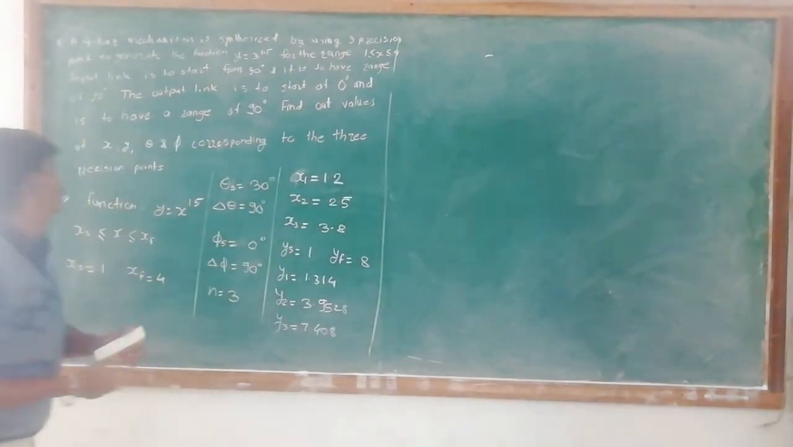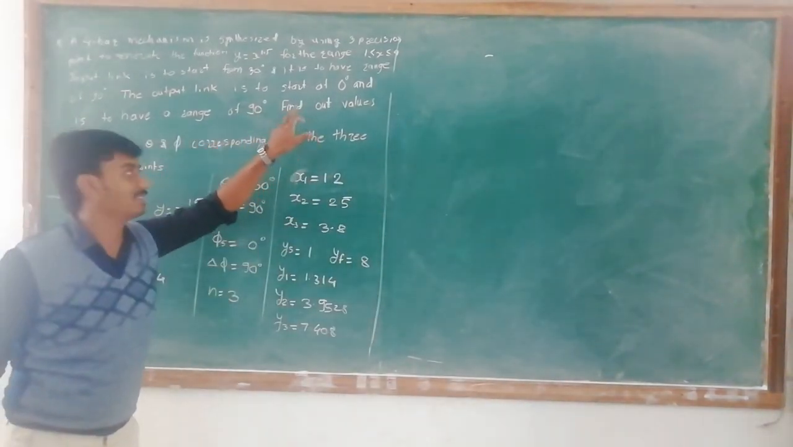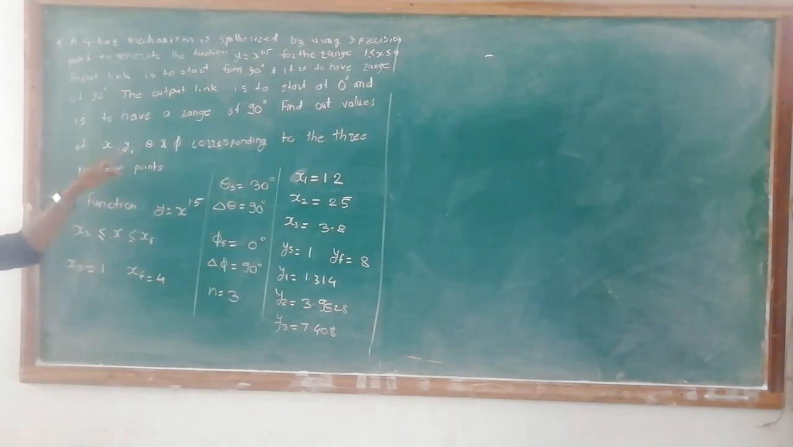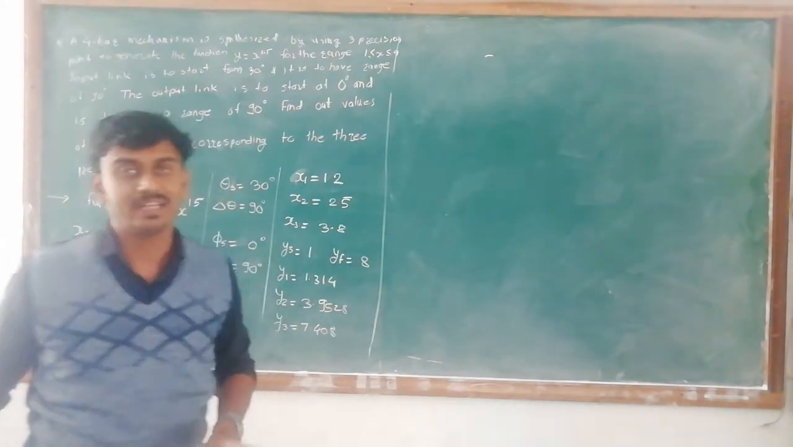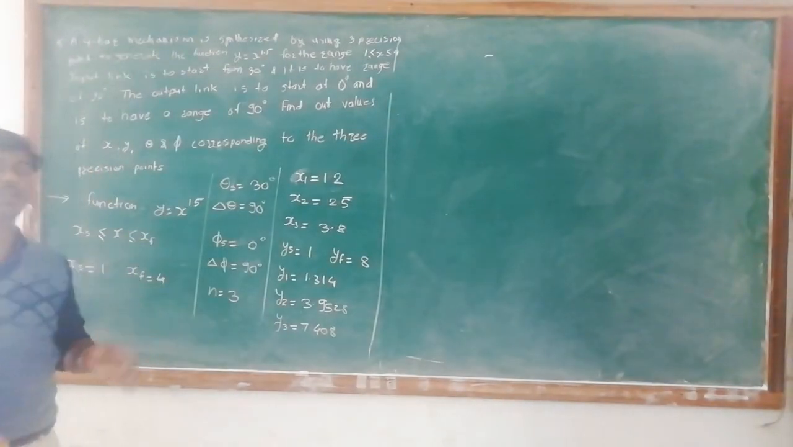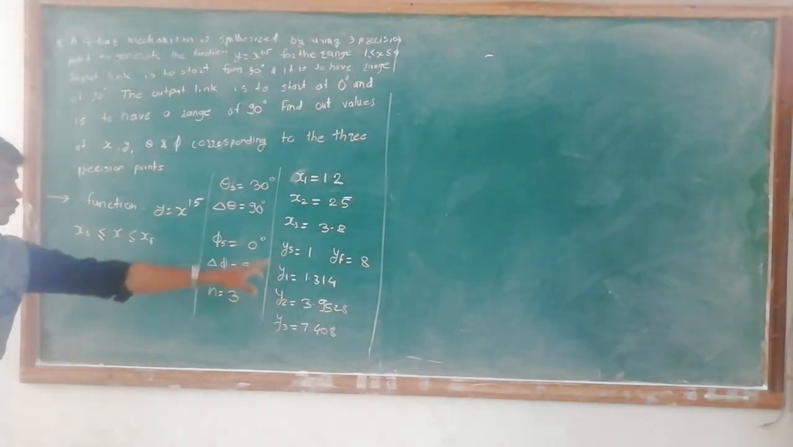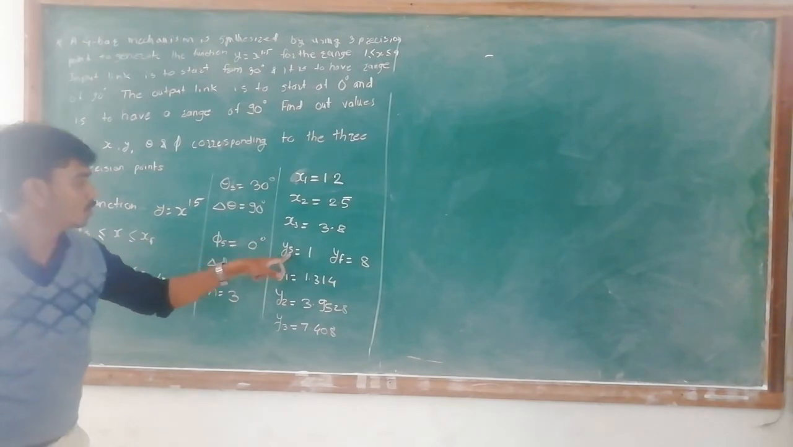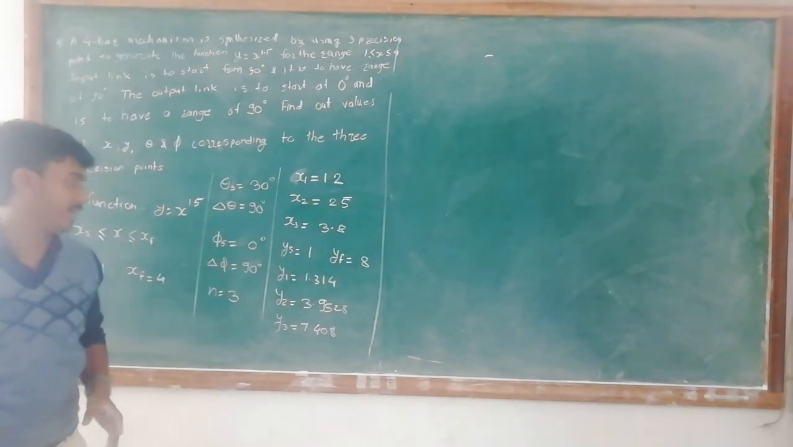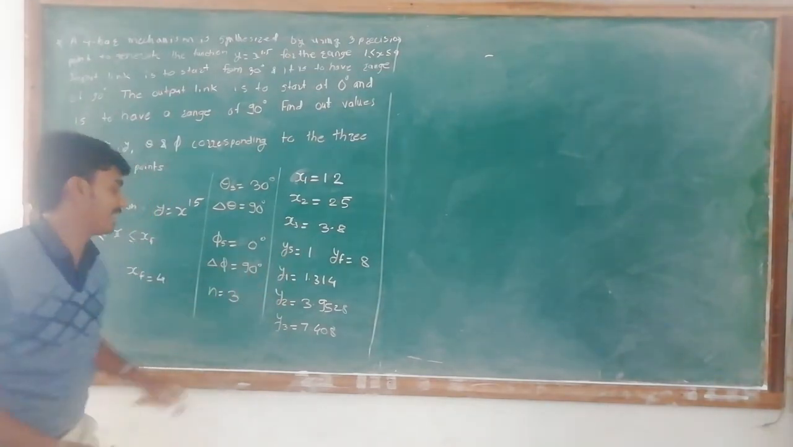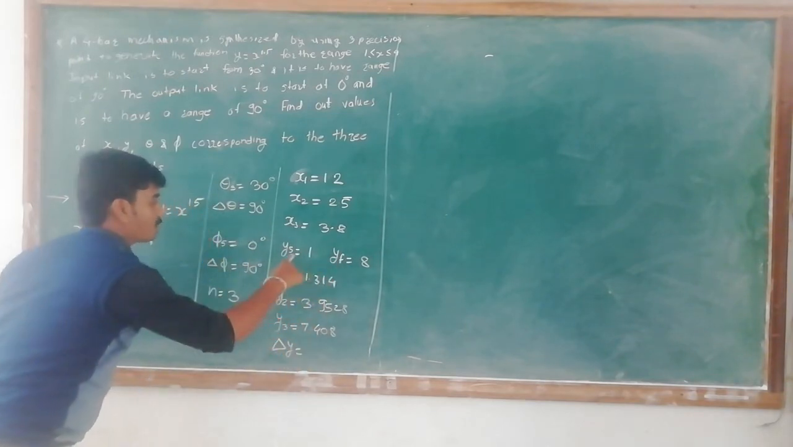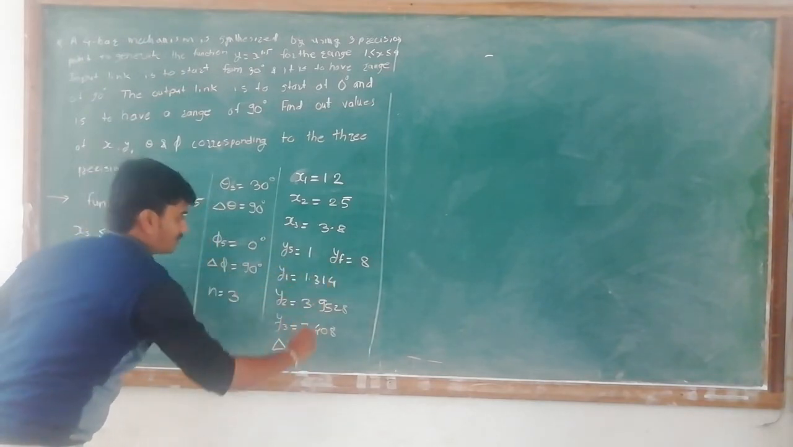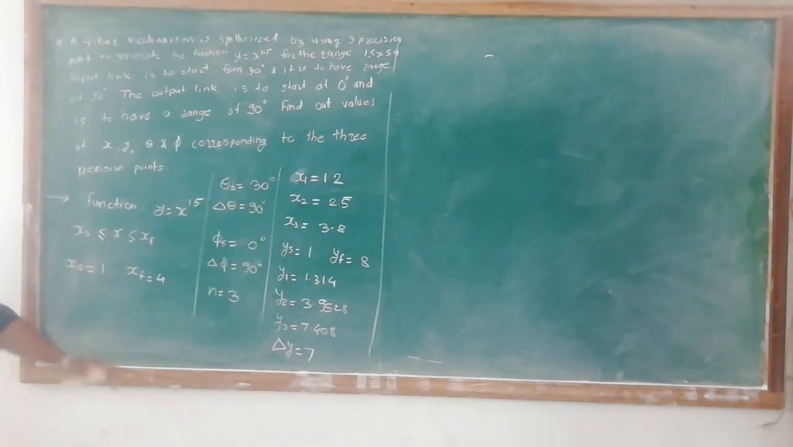Now they ask to find out the values of x, y, theta and phi corresponding to 3 precision points. Means we have to find out theta 1, theta 2, theta 3 and phi 1, phi 2, phi 3. So y starting is equal to 1 and y finish is equal to 8. We can find delta y: delta y is equal to y finish minus y starting, that is 8 minus 1, which is equal to 7.